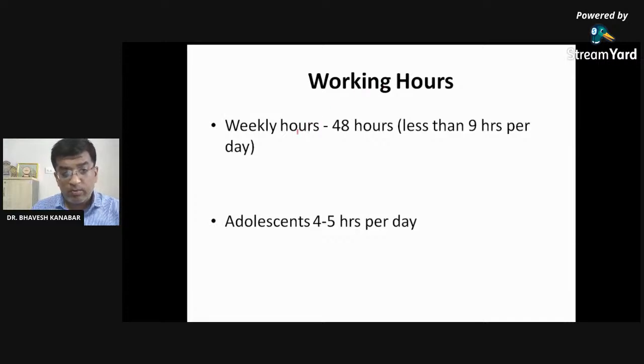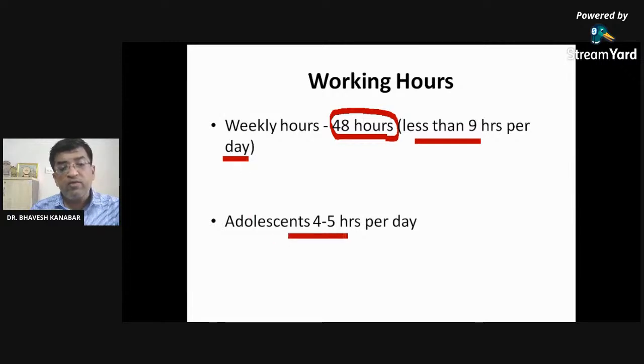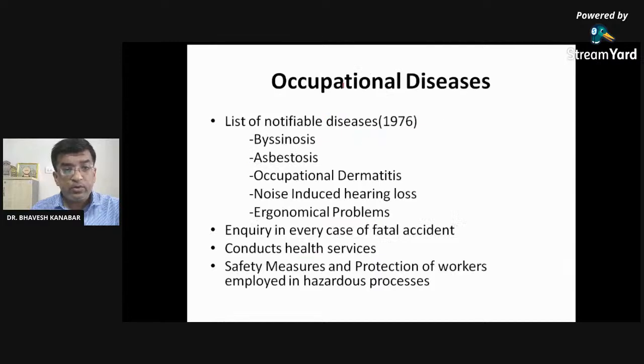Working hours total for all adult workers: weekly hours maximum 48 hours. According to the Factory Act, any worker should work only a maximum of 48 hours weekly. So that is less than 9 hours per day, right? Per day, less than 9 hours. And for adolescents, only 4 to 5 hours per day. This is for adults, less than 9 hours per day, and for adolescents, 4 to 5 hours per day. So these things can be asked in MCQ also.